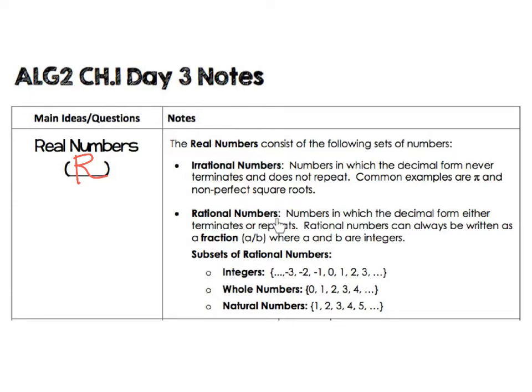Now, rational numbers are numbers in which the decimal form either terminates, so it ends, or it repeats. Rational numbers can always be written as a fraction, a over b, where a and b are integers. Different kinds of rational numbers are integers, so we've got negative whole numbers, 0, and whole numbers. Whole numbers are 0, 1, 2, 3, 4, and then natural numbers are your counting numbers, 1, 2, 3, 4, 5, and so on.